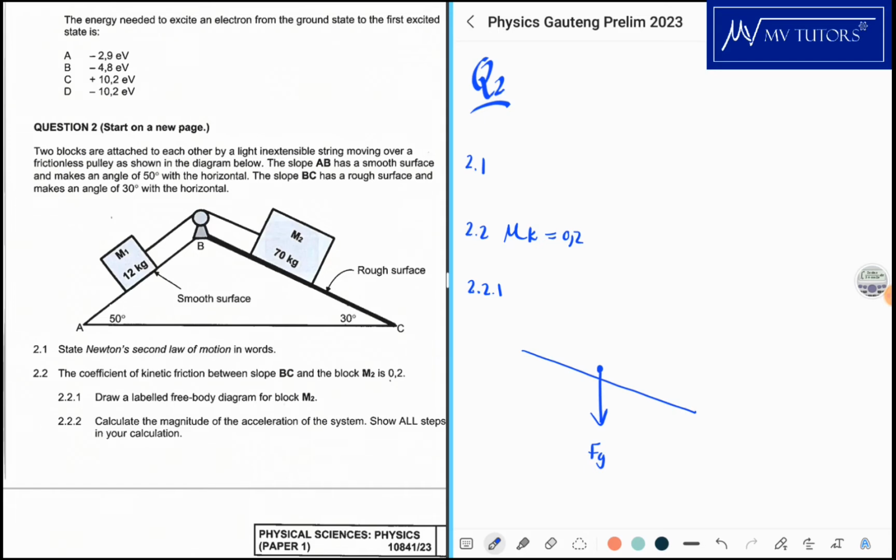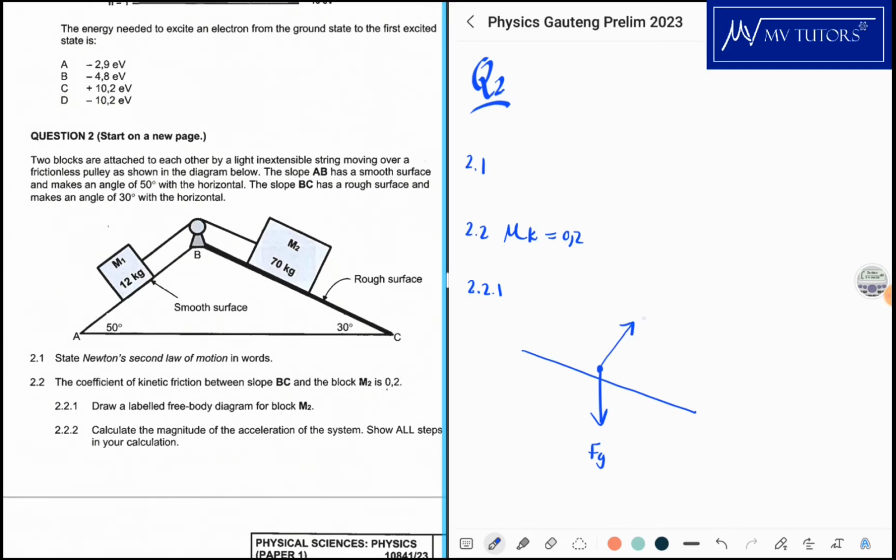All right, you don't have to resolve it in its components. You can leave it as is. And then you have your normal force. Okay, I'll just put that as an N. And then you have your tension force, so that is parallel to the slope. Force of tension, I'm just going to put a T there.